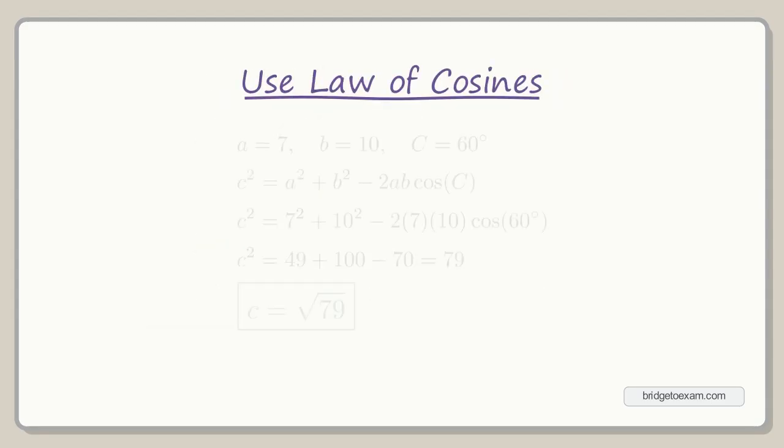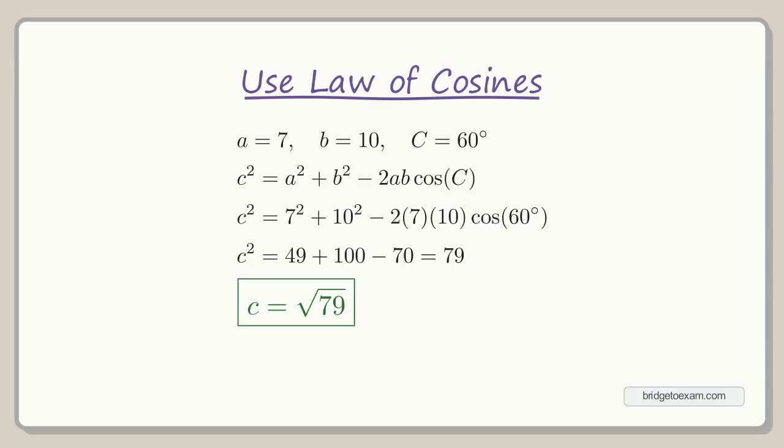A triangle has sides 7 and 10 with included angle 60 degrees. Find the third side, C. Use C squared equals A squared plus B squared minus 2AB times cosine C. Substitute 7, 10, and cosine 60 degrees equals 1/2. Then C squared equals 49 plus 100 minus 70, or 79. So C equals the square root of 79.